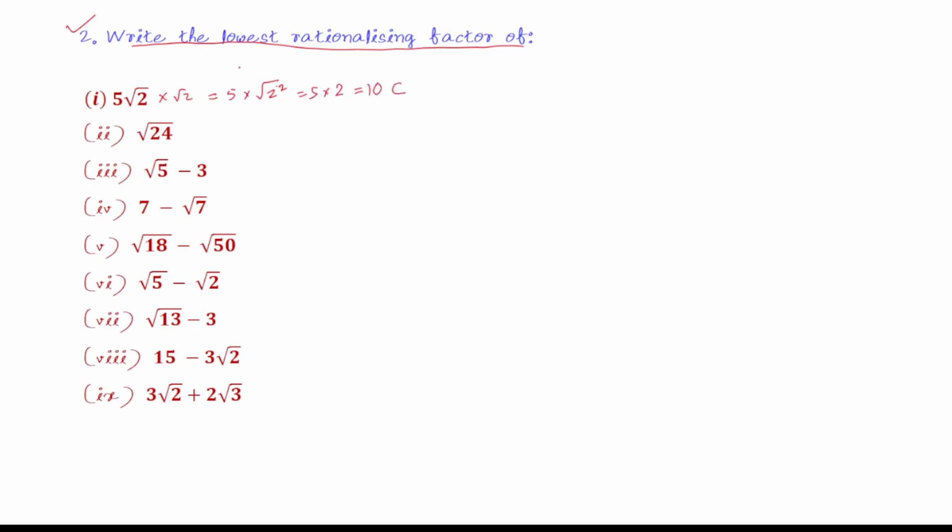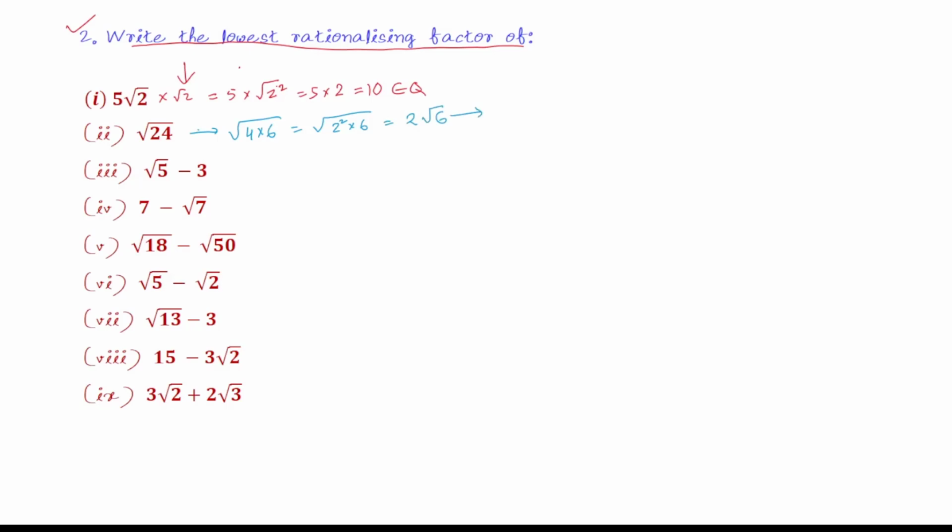So this is a rational number. So the lowest rationalizing factor is root 2. Next, root 24. Root 24 is equal to root of 4 multiplied by 6, and that is equal to root of 2 squared multiplied by 6. The 2 will come out, and this is 2 root 6.